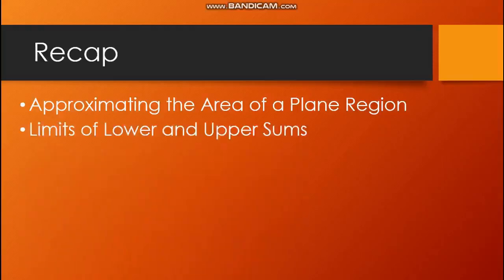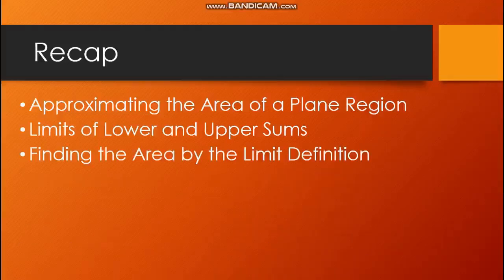Okay? And also you learned that the limits of the lower sum and upper sum are equal as n approaches infinity using the right endpoint or left endpoint of our point of division on the closed interval AB. Okay? Also, you have learned how to find the area of a plane region using our limit definition. We used there C sub I, which can be the left endpoint and the right endpoint. Okay? Where C sub I is in the interval x sub I minus 1, x sub I.